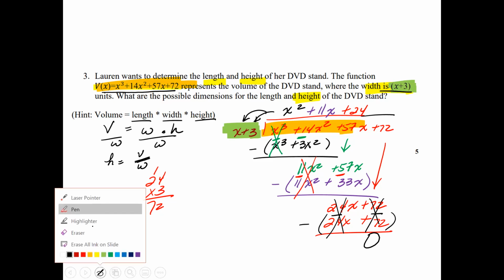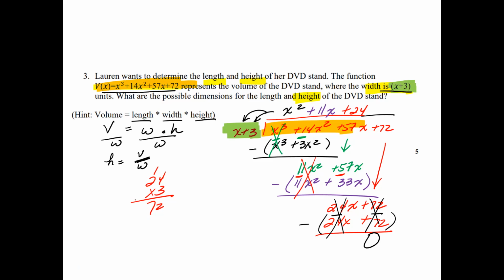So then here we are. What is your answer? What is going to be the, not width, what is going to be the height of your DVD stand?